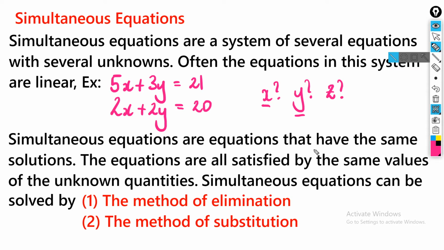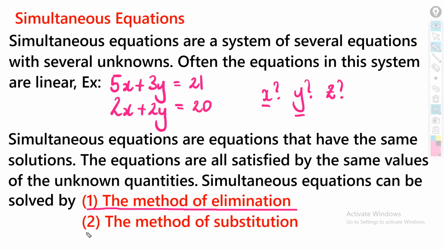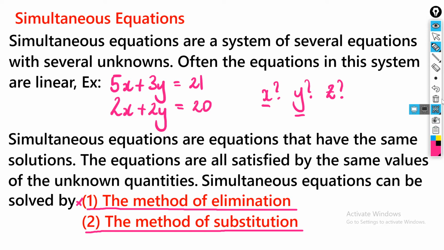Yes, they definitely have the same solution. So once we find this x and y, they should be the same, right? They wouldn't be different. And the equations are all satisfied by the same values of the unknown quantities, right? And simultaneous equations can be solved by the method of elimination and the method of substitution. So we're going to look at these two methods now, guys, and we're going to jump right into it. Cool? So the first one we're going to look at is the method of elimination.